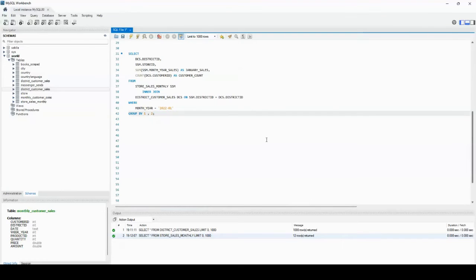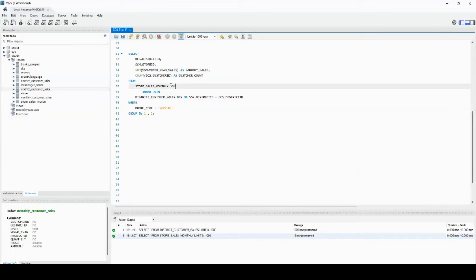All right, so let's take a look at the SQL that I've written that does just that. It joins our store sales monthly table, which I've aliased as SSM, and it inner joins our district customer sales table, DCS, on that district ID. So what I'm doing from our DCS table is I'm pulling the district ID and the count of customers. And then from our SSM table, I'm pulling the store ID and the sum of monthly sales as January sales.